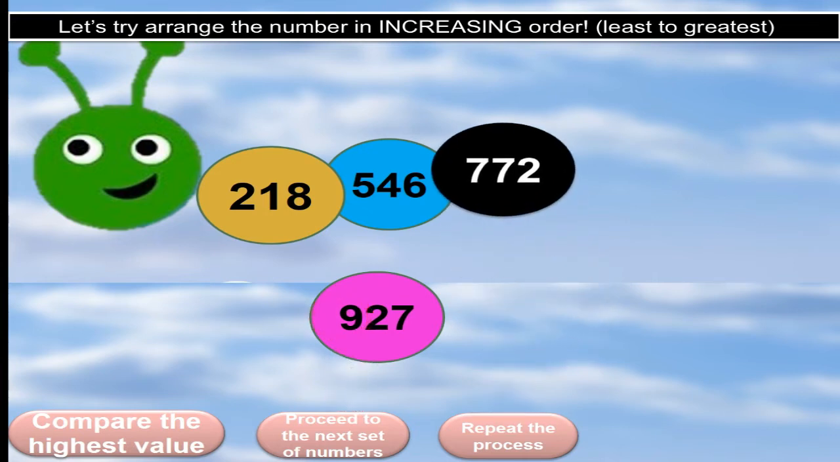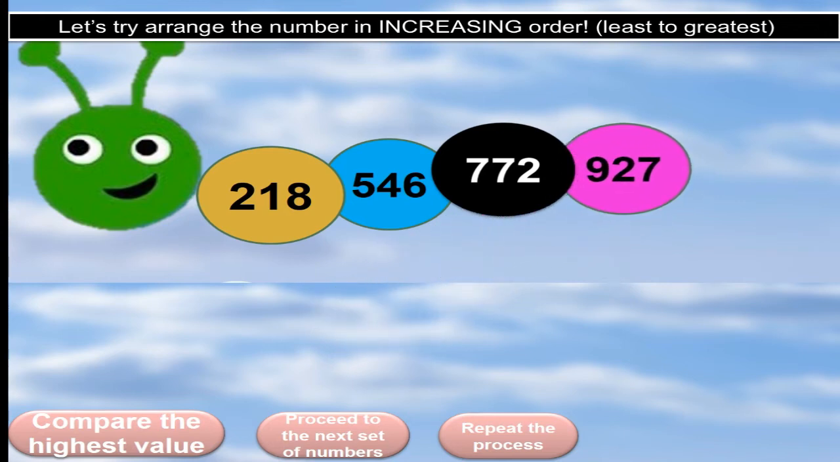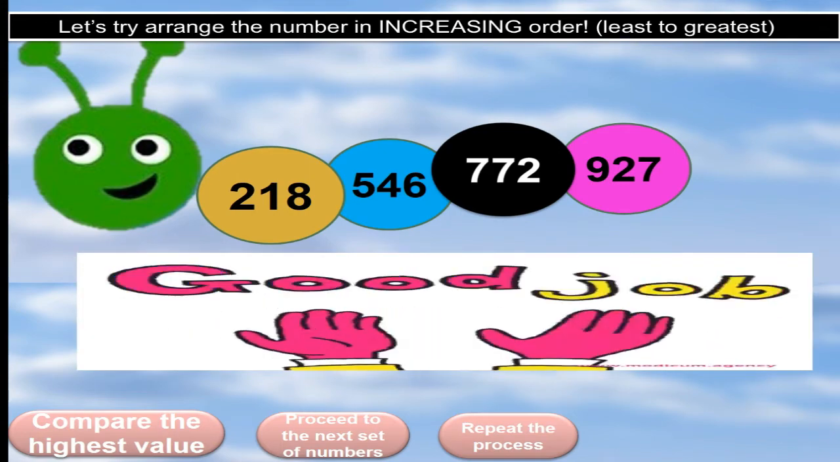And the last number would be 927. So the numbers are now arranged in increasing order, which is 218, 546, 772, and 927. Did you get the correct answer? Good job!